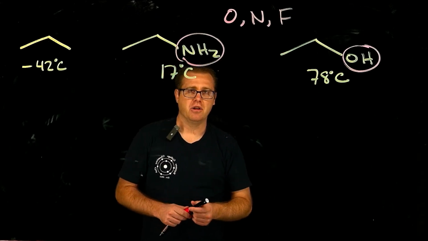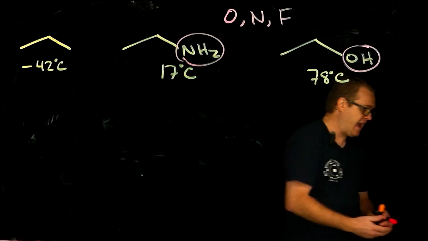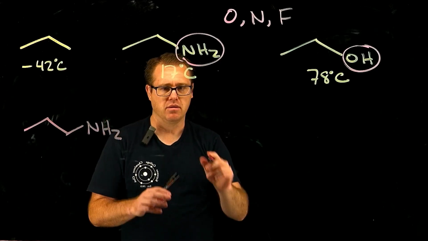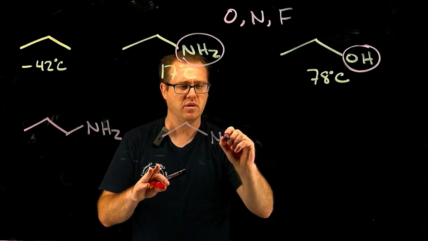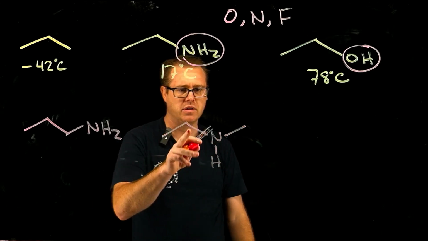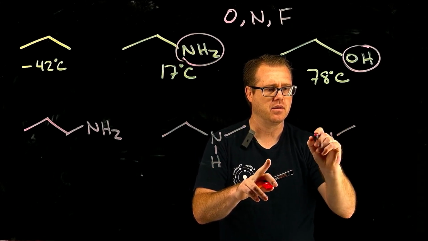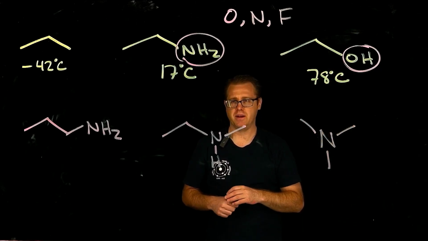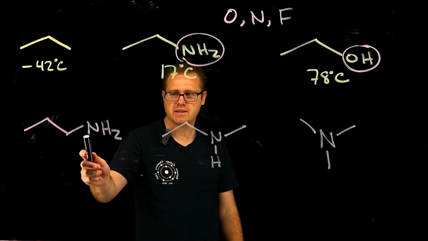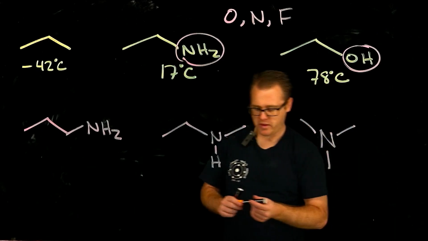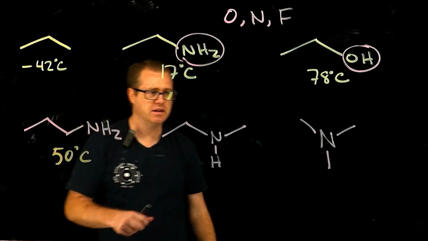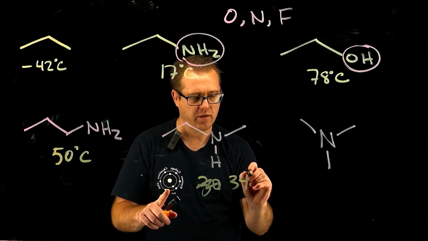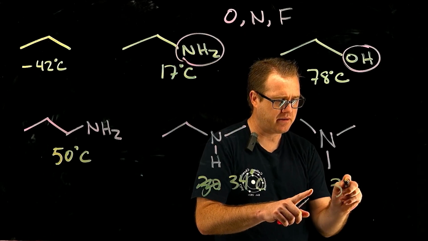Now, when we take a look at just amines, looking at a primary amine, let's do it like this, and let's do something like this. Which one do you think has the higher boiling point? What's going to be this guy? Why do you think that one's going to be the higher boiling point? So that one has about 50 degrees C. This one right here, 34 degrees. And this guy is about 3 degrees C.